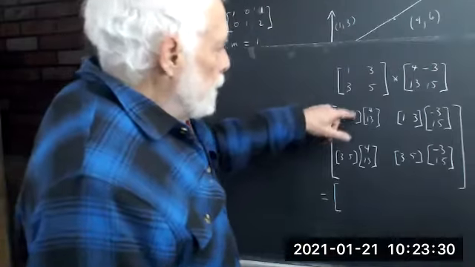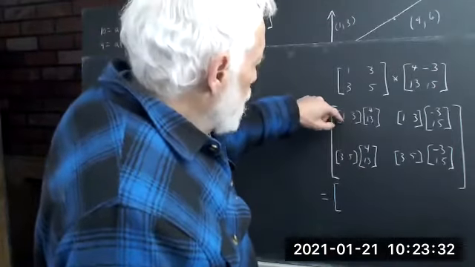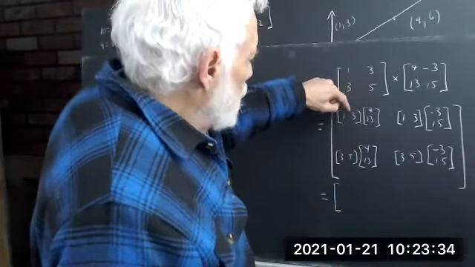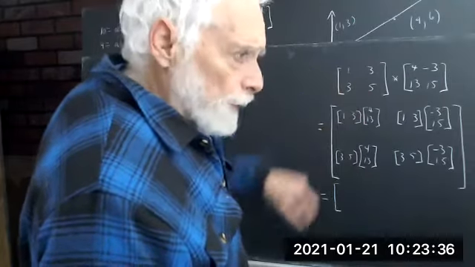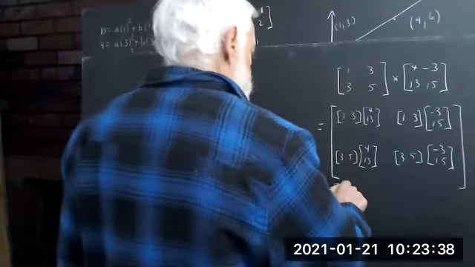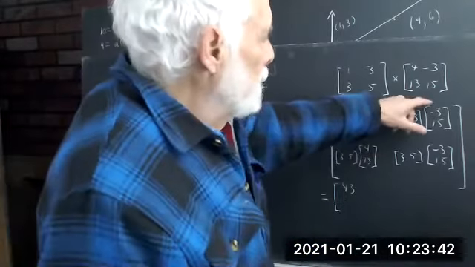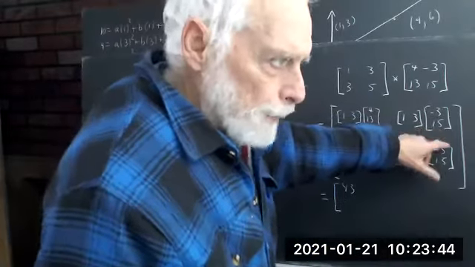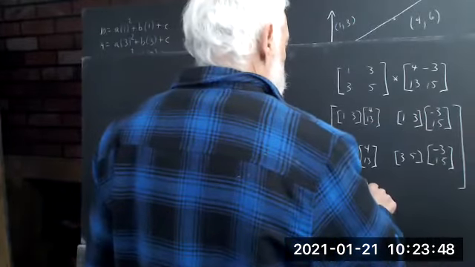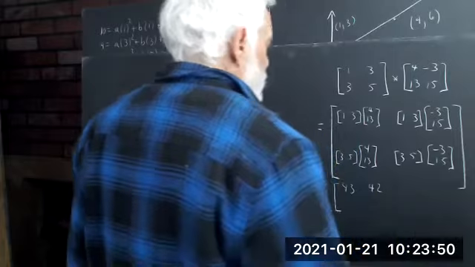Well, first row times first column. 1 times 3 is 3, 1 times 4 is 4, 3 times 13 is 39. So I believe that's 43. 1 times negative 3 is negative 3, 3 times 15 is 45. And 45 and negative 3 gives us 42.